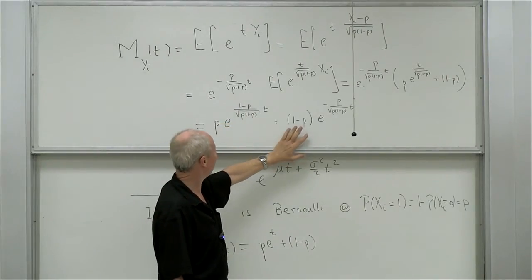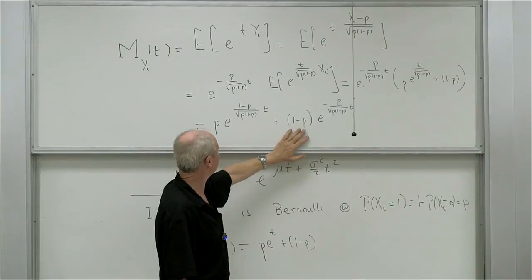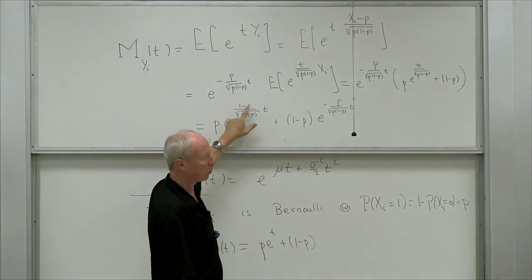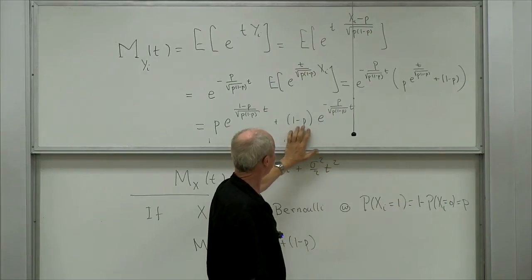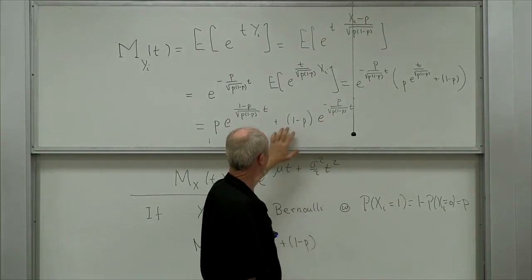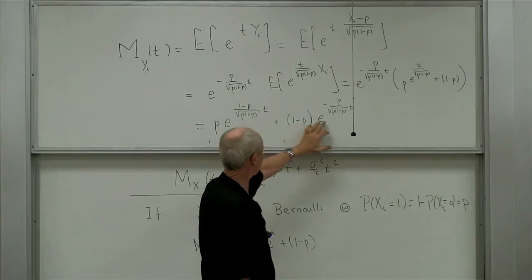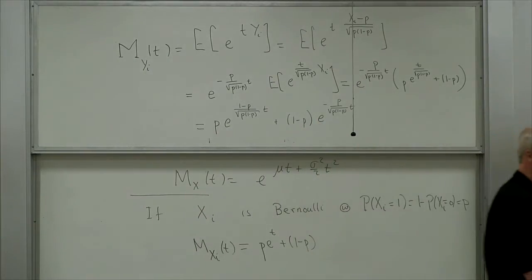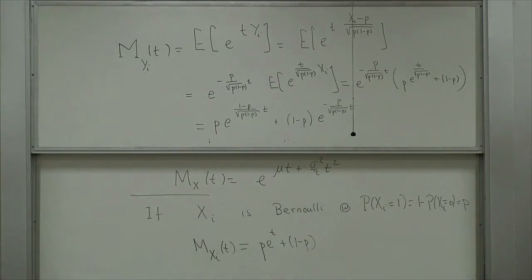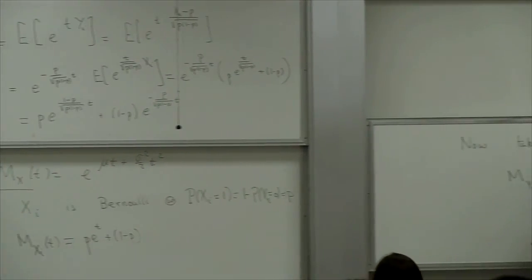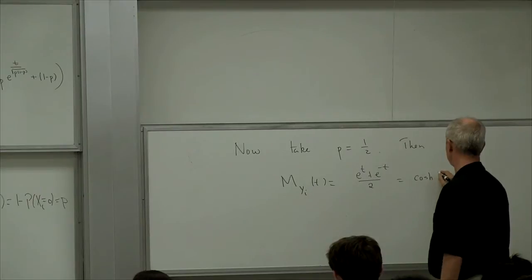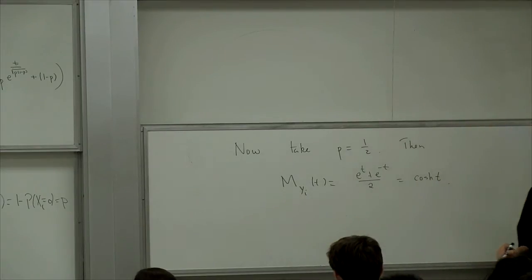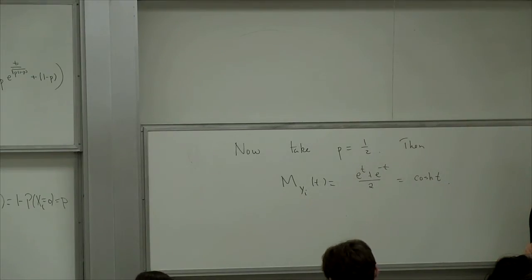Here we get a half. Oh, so I'm sorry, this is minus a half. No, that's a half. That's a half. And here we get what? E to the negative t. So 1/2 e to the t plus 1/2 e to the minus t, or a hyperbolic cosine of t. Okay, cool, huh?